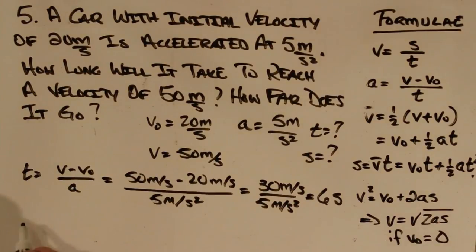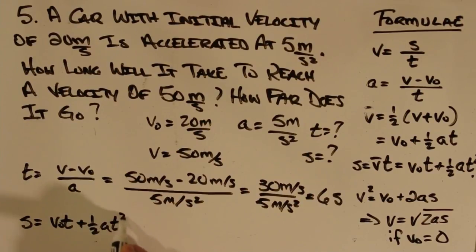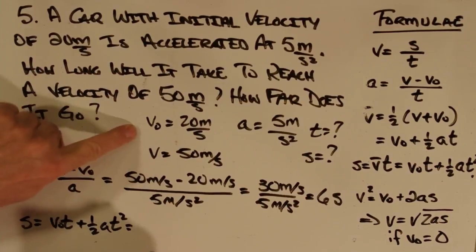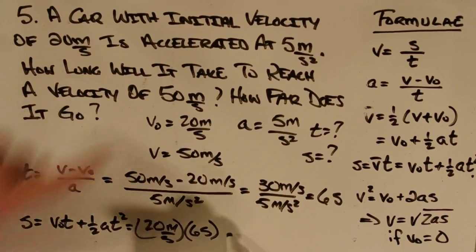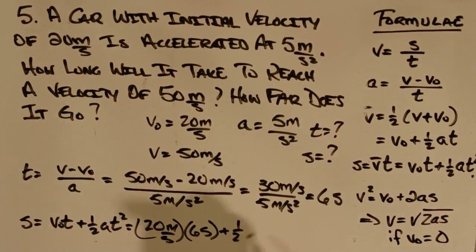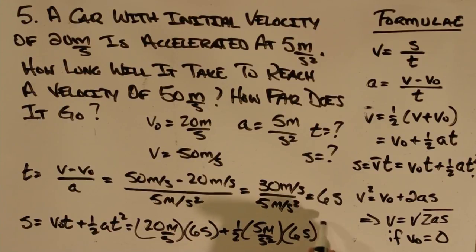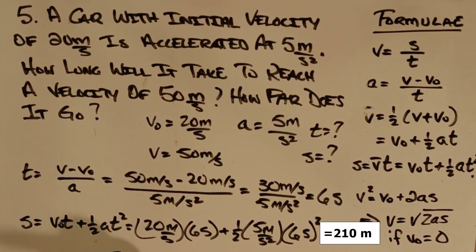To find the distance, we use our distance formula. S is equal to V sub 0 T plus 1/2 AT squared. When we substitute our numbers in, we have 20 meters per second times the time, which we just found to be 6 seconds. We add to that 1/2 times the acceleration, 5 meters per second squared, times our time, 6 seconds squared. When we do the math, we come up with 210 meters as a value for the distance.